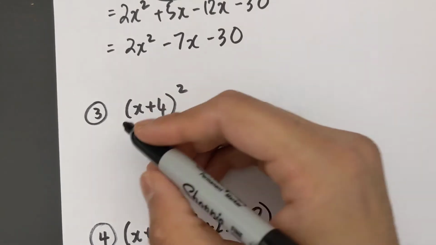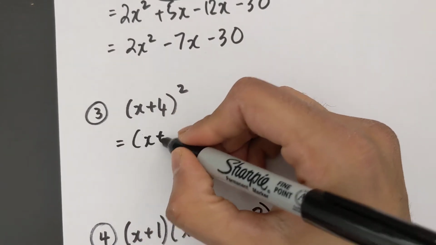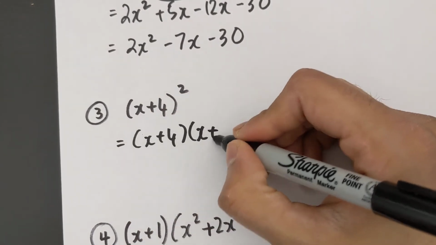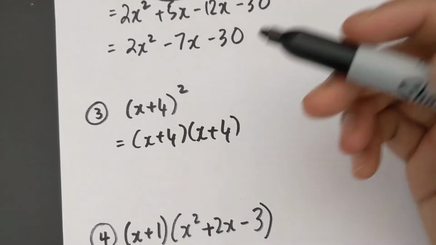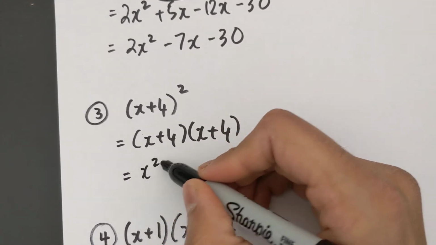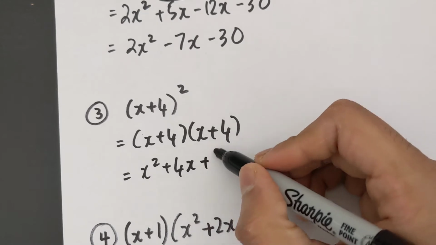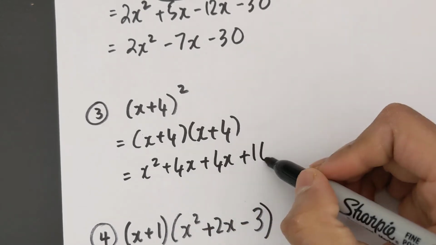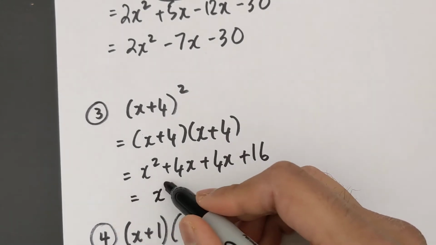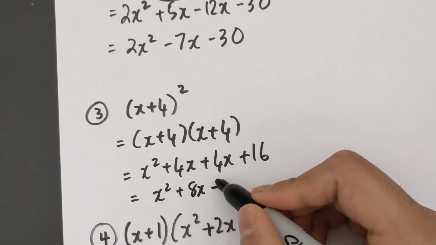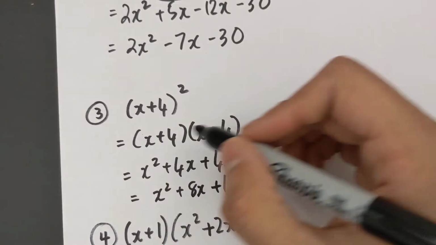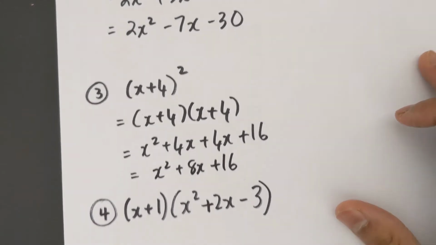So that's 2x squared minus 7x minus 30. If I have a bracket that's squared, I'm always going to start by writing out the bracket twice, and then I'm going to do the same thing like I did in the last problem. So I'm going to get x squared plus 4x plus 4x plus 16, which is just x squared plus 8x plus 16. So multiplied all four terms with each other.